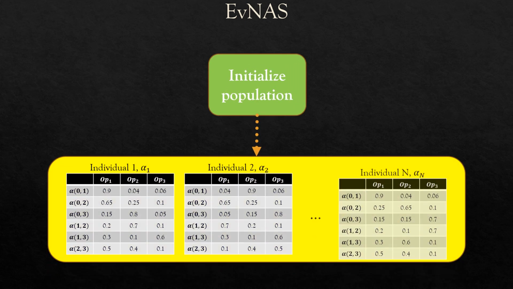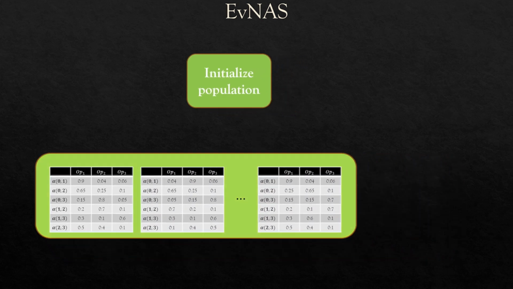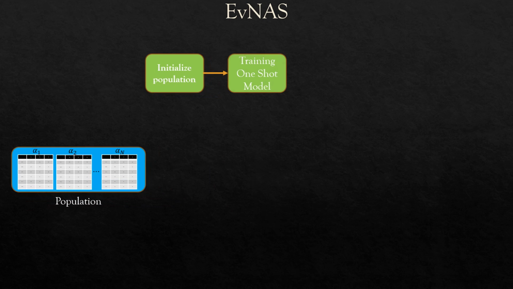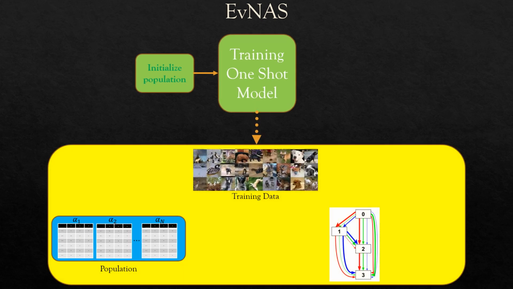It starts with a population of random architecture parameter alphas. Then we train the one-shot model. The training is done using training data, population, and stochastic gradient descent.